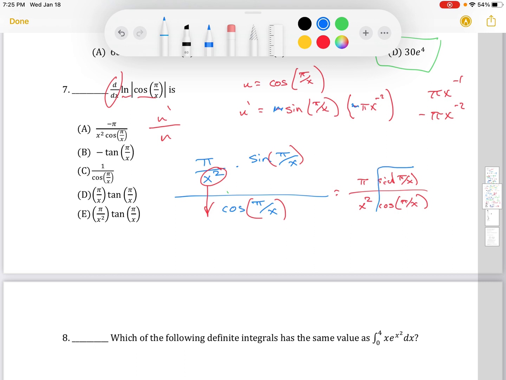So these two expressions make tan. And so I end up with pi over x squared times the tan of pi over x. And I can see that right here for letter E.